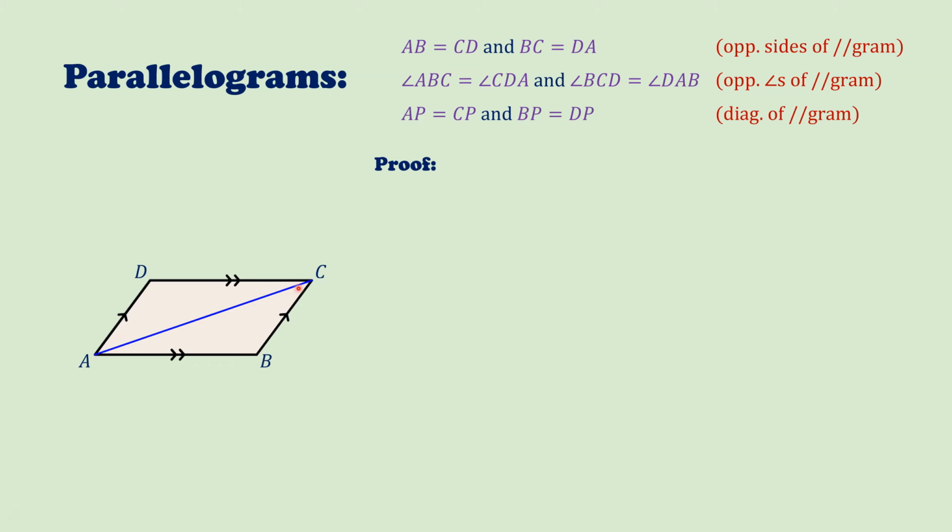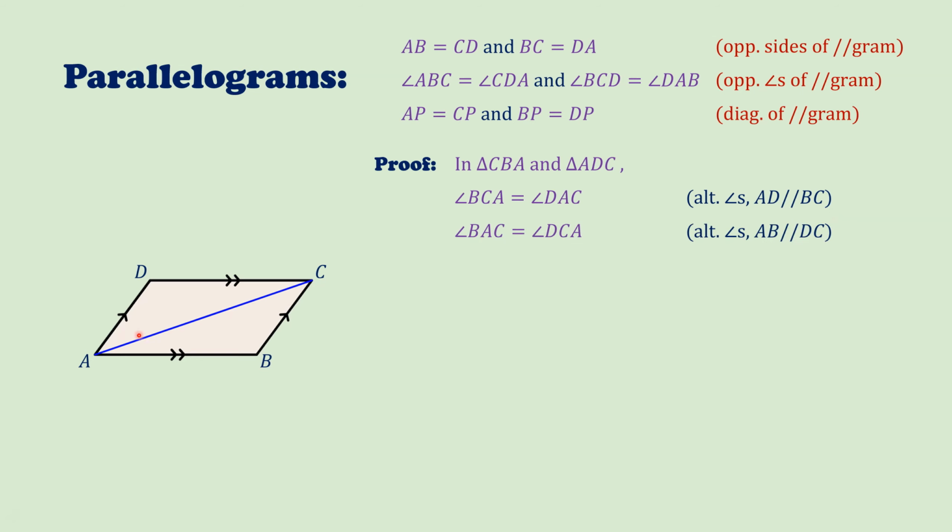We can join AC to divide this parallelogram into two triangles. Now in the triangles CBA and ADC, we should know that angle BCA is equal to angle DAC because they are the alternate angles of parallel lines. We should also know that angle BAC is equal to angle DCA because this is another alternate angles of parallel lines. And CA is equal to AC because this is the common side of the two triangles.